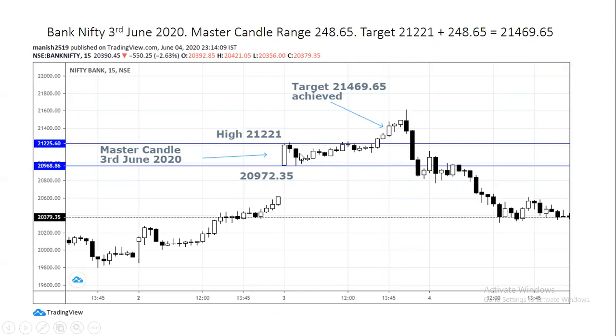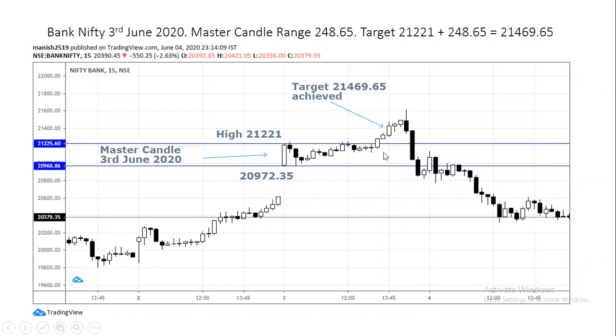Now let me count the number of baby candles for you. 1, 2, 3, 4, 5, 6, 7, 8, 9, 10, 11, 12, 13, 14, 15. See, we have 15 baby candles inside the master candle. Now every candle has a duration of 15 minutes. So when you do 15 into 15, this was a 225 minutes long consolidation and finally breakout in the 16th candle. So guys, I can say this was healthy consolidation.